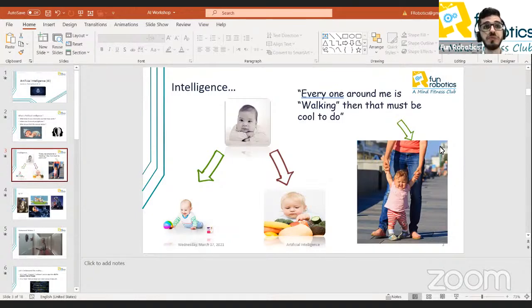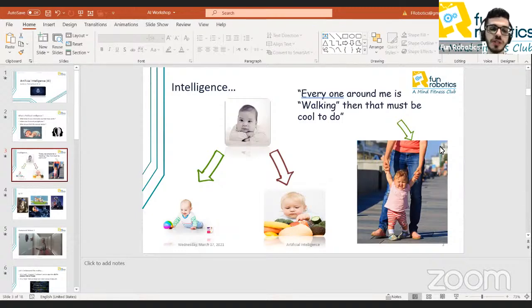Another example would be walking and talking. The baby would require at least 4 to 5 years in order to learn how to efficiently walk and talk, because they saw everyone around them walking and talking. So they want to simulate or imitate this movement, copy this movement.